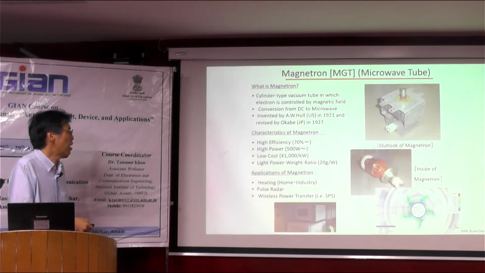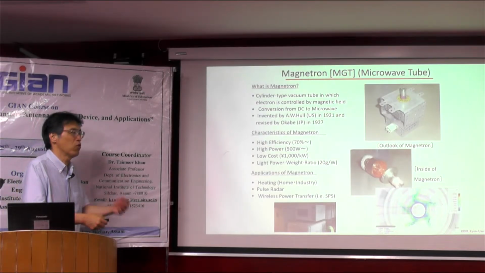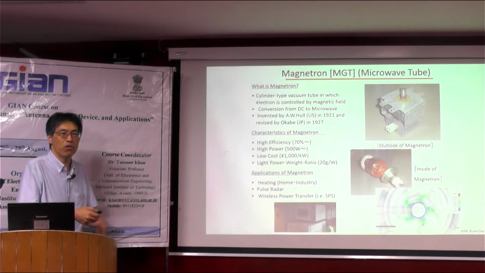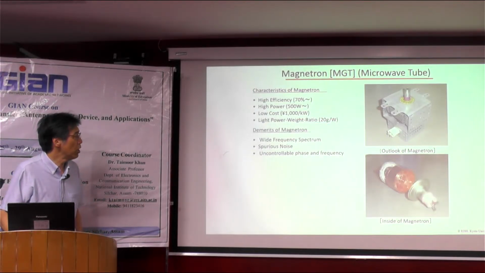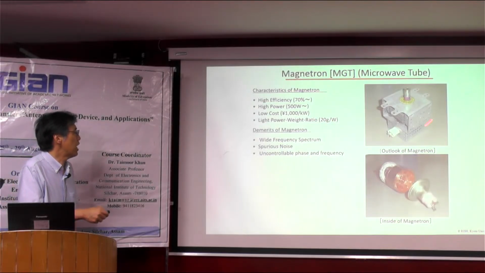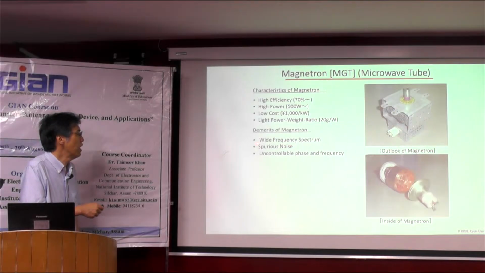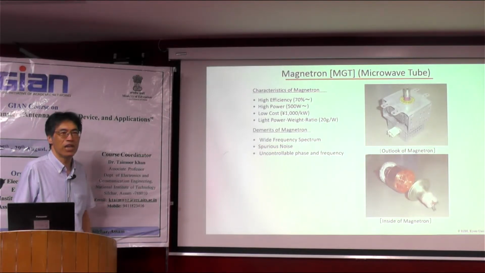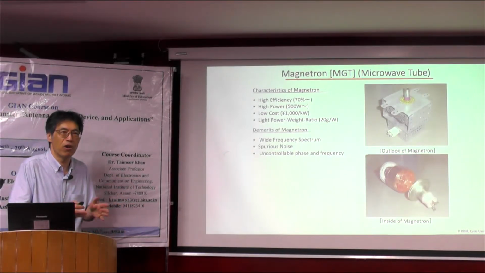But only one problem: we cannot control the phase or the amplitude of the magnetron. Additionally, the waveform from the magnetron was not clear. This microwave from the magnetron has a wide frequency spectrum and is a little bit noisy. So now the magnetron is applied only in microwave heating in your home.